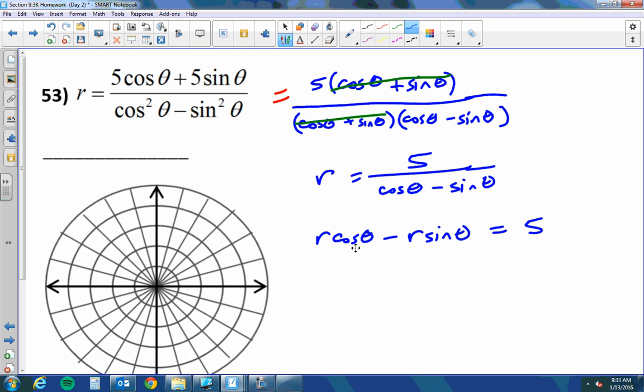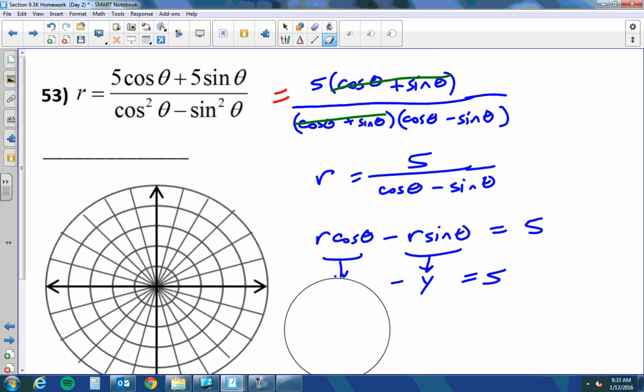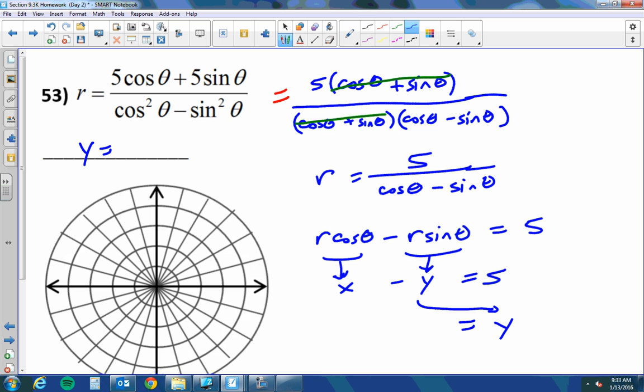Which gives you... can anyone tell me what that's the equation for? Let me rewrite it as y equals. What I'll do, with y just has a negative coefficient, I like to just move it over. You move this over, you get y equals x minus 5, which is the equation for a line, right? Yes.